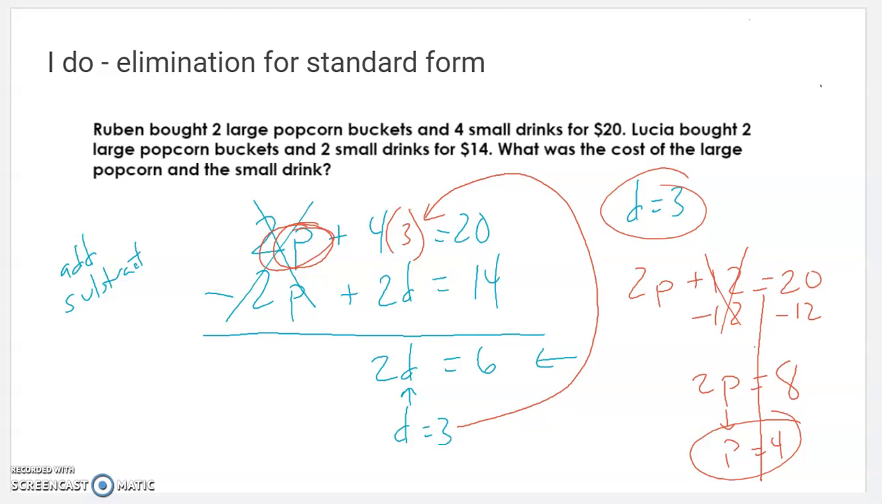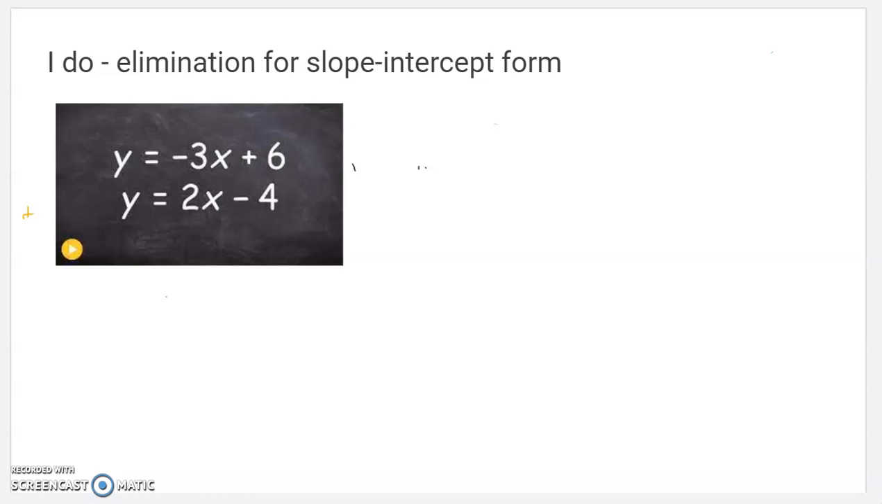Pretty cool. It works well in slope-intercept form as well. It actually always works great in slope-intercept form, because check this out. Remember how this works. I'm either going to add or subtract these. I'm going to figure out which one eliminates a variable. So let's try adding them first. If I add these together, y plus y equals 2y. Negative 3x plus 2x is negative 1x.